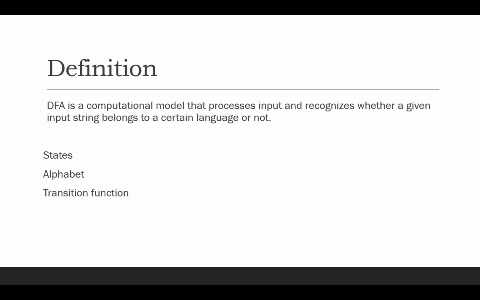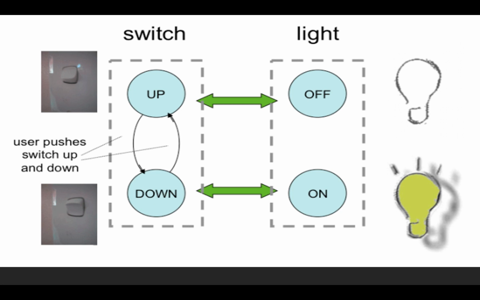As we proceed, we'll explore the key components that make up a DFA. This includes states, alphabet, transition function, initial state, and accepting states. Each of these elements plays a crucial role in defining how the automaton processes input and determines whether a given string is accepted or rejected. Now that we have a general idea of what a deterministic finite automaton is, let's break it down further.